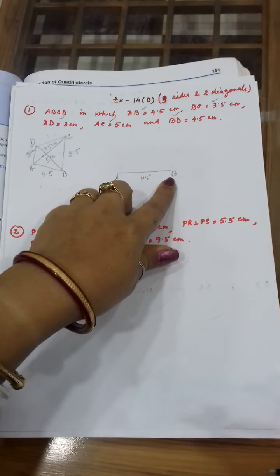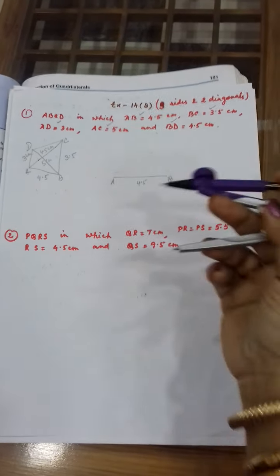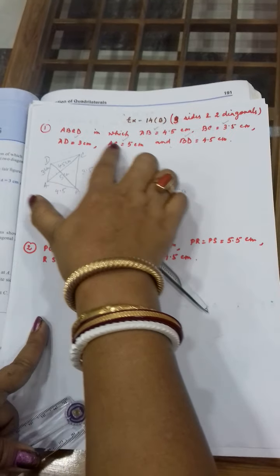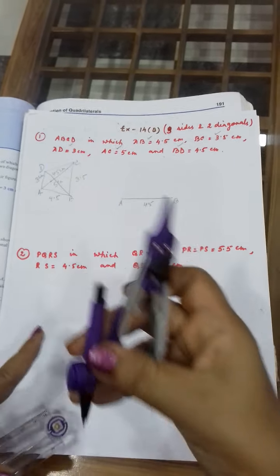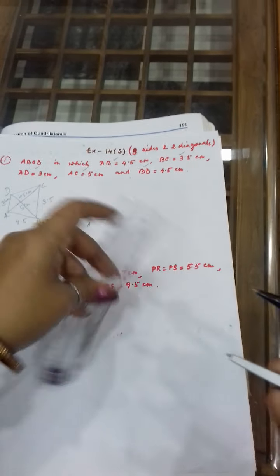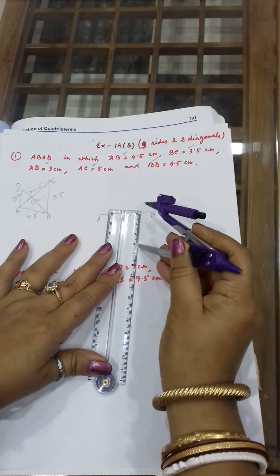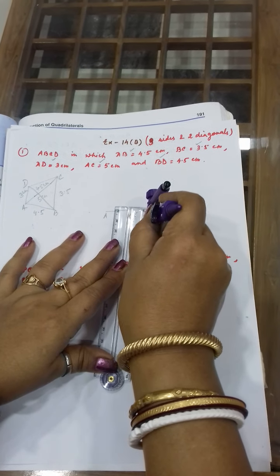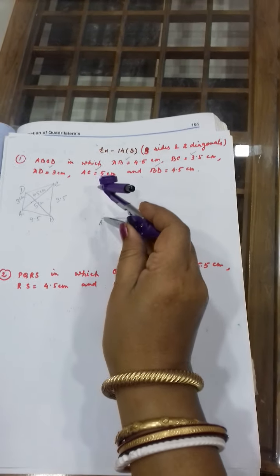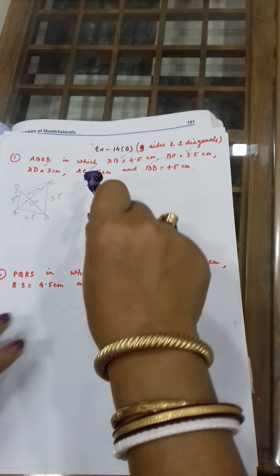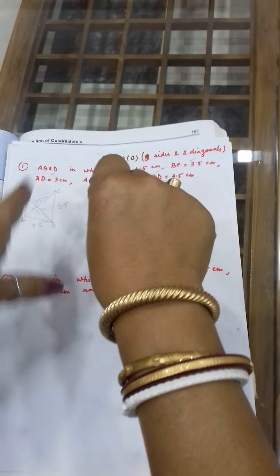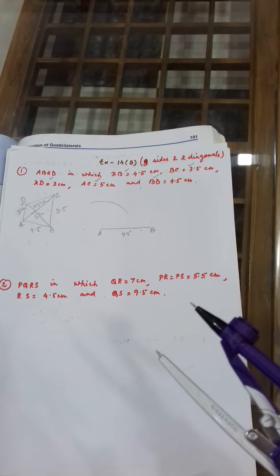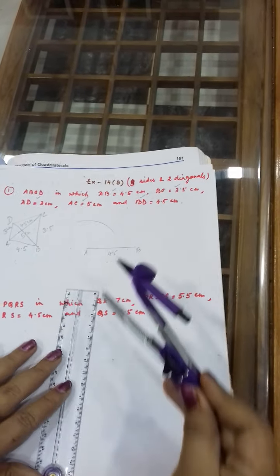Now with A and B as centers you have to draw the arcs. First you see with A which measurements are given. AD is given, AC is given. So first you consider AD. AD is 3 centimeter. So in the scale you take 3 centimeter measurement. Clear? Take the measurement correctly. AD 3 centimeter. So with A as the center, here you will draw an arc. Okay, draw an arc.